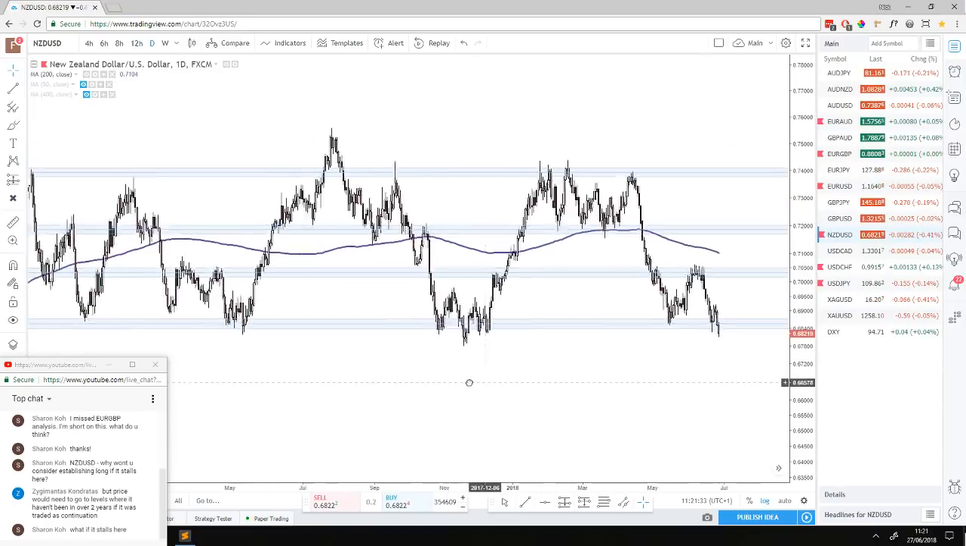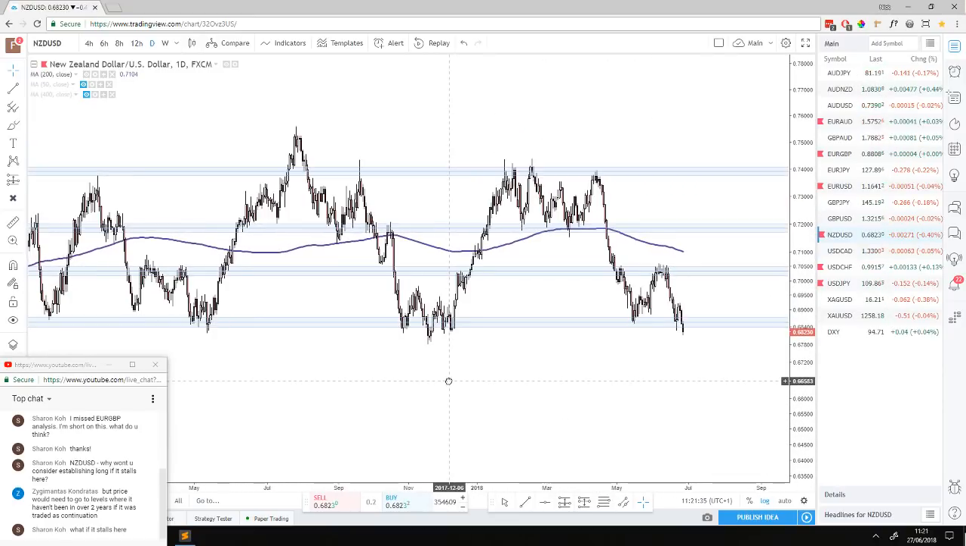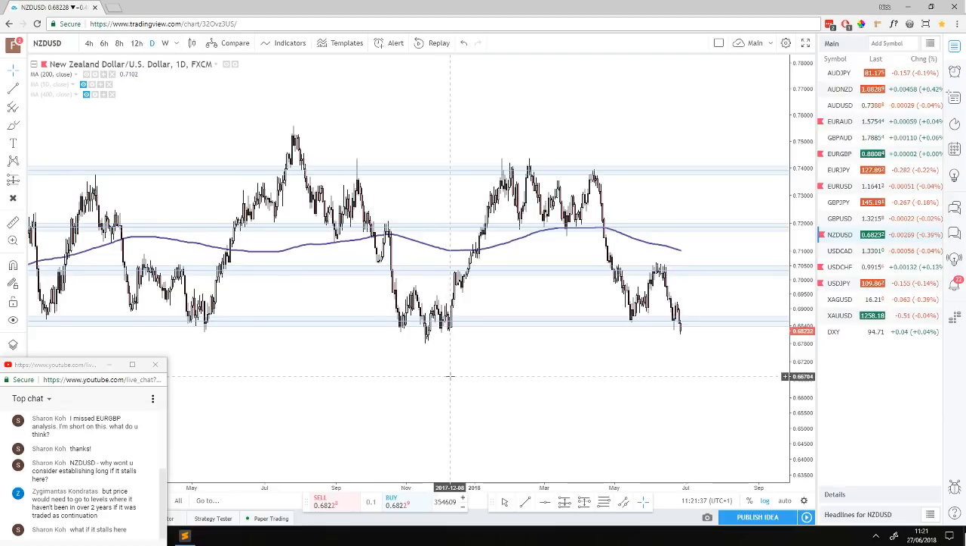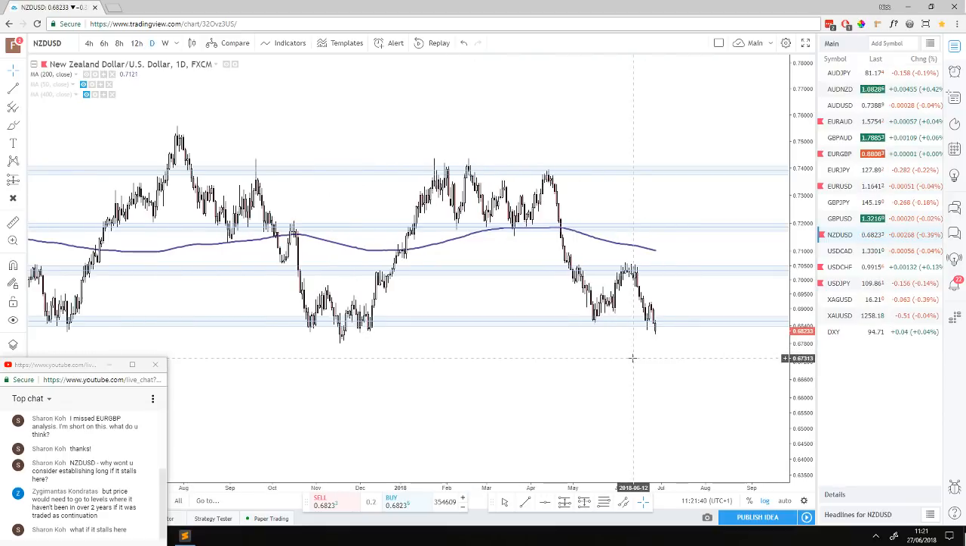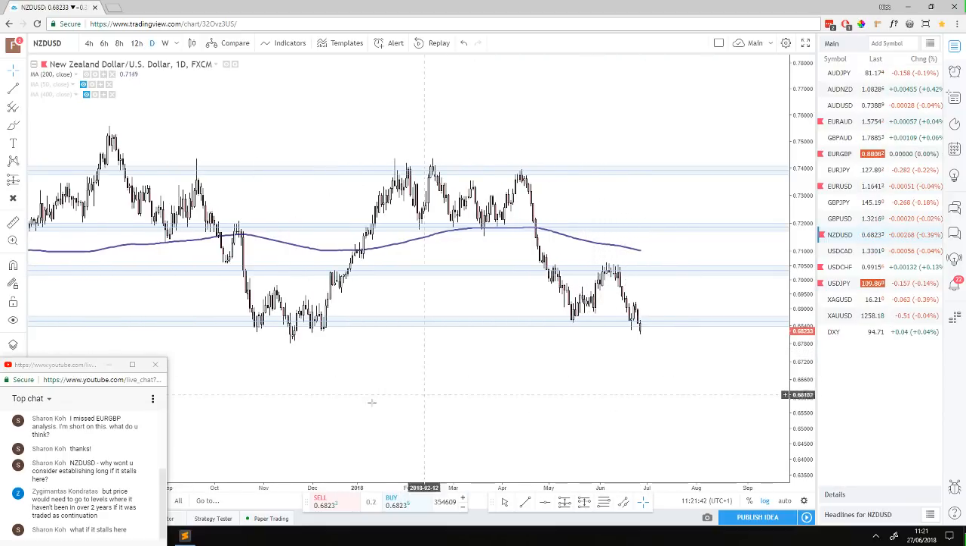So yeah, hopefully that's what happens. Let's see how it goes. Keeping a close eye on New Zealand USD. We'll obviously follow up on that one.